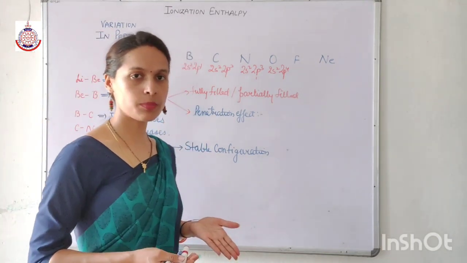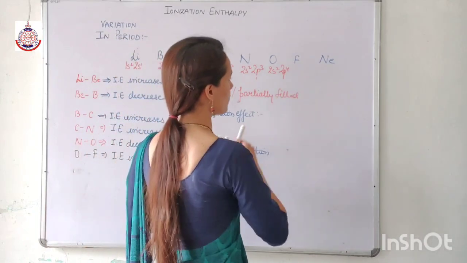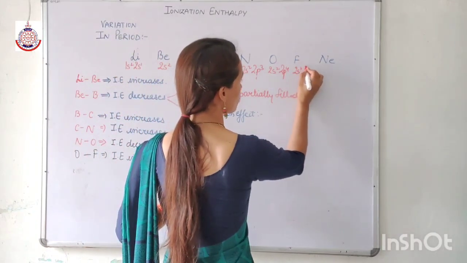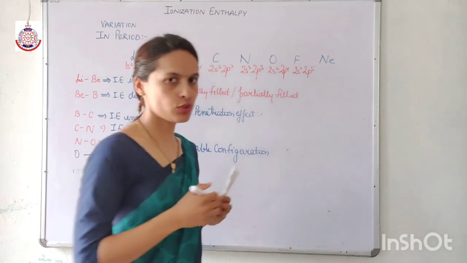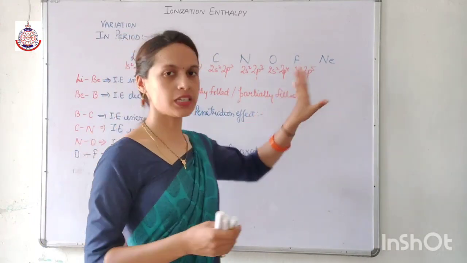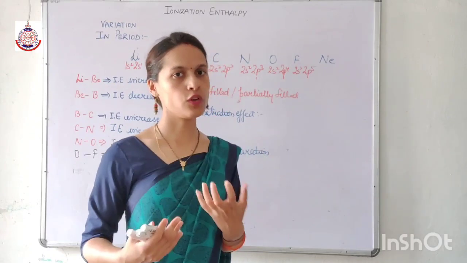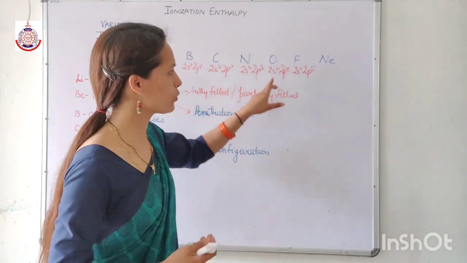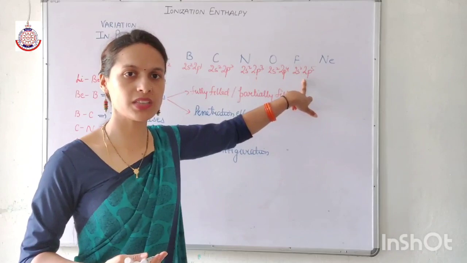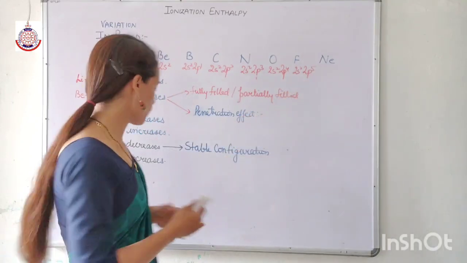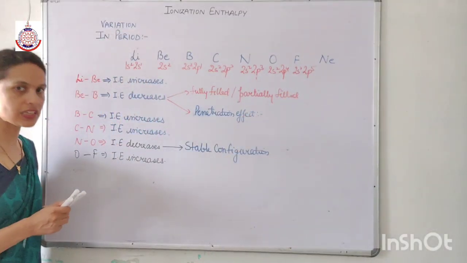Why does ionization enthalpy increase? Because in fluorine, the electronic configuration is 2s2 2p5. So the electron is present in the p orbital, so there is no role of the subshell. There is a role of only atomic size. So on moving from oxygen to fluorine, atomic size decreases, as a result of which ionization enthalpy increases.